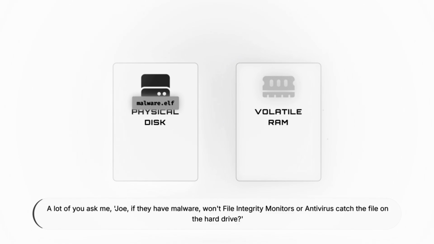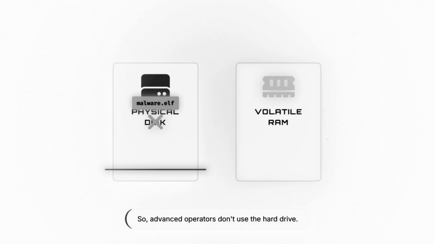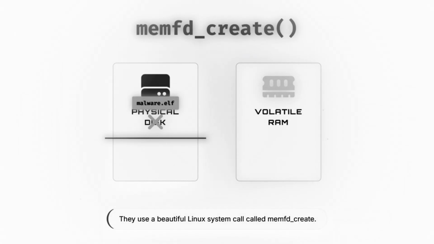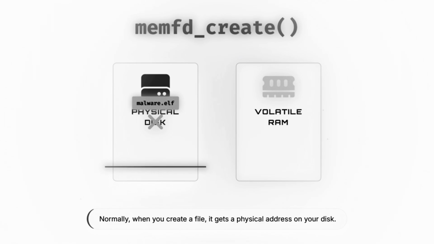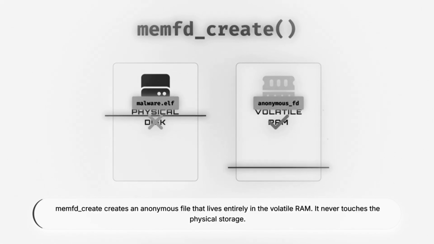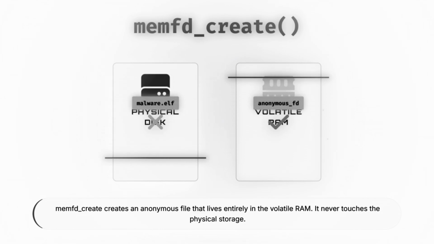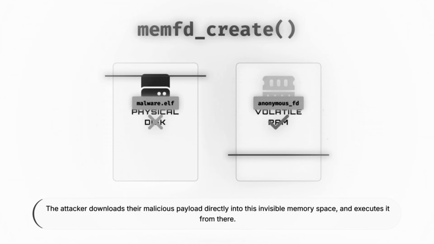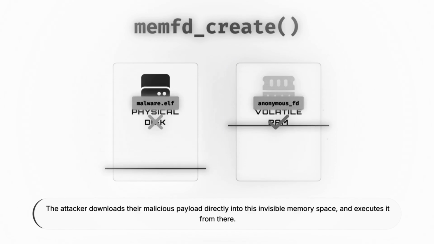Normally, when you create a file, it gets a physical address on your disk. memfd_create creates an anonymous file that lives entirely in the volatile RAM. It never touches the physical storage. The attacker downloads their malicious payload directly into this invisible memory space and executes it from there. To a system administrator running a process check, everything looks normal. There is no file to scan. The malware is wearing the skin of a legitimate process, floating like a ghost in the system's memory.